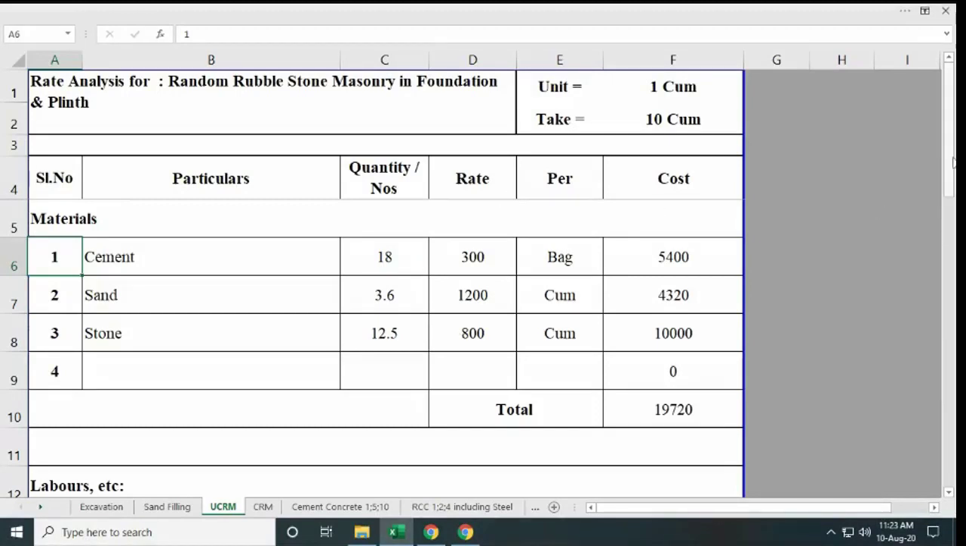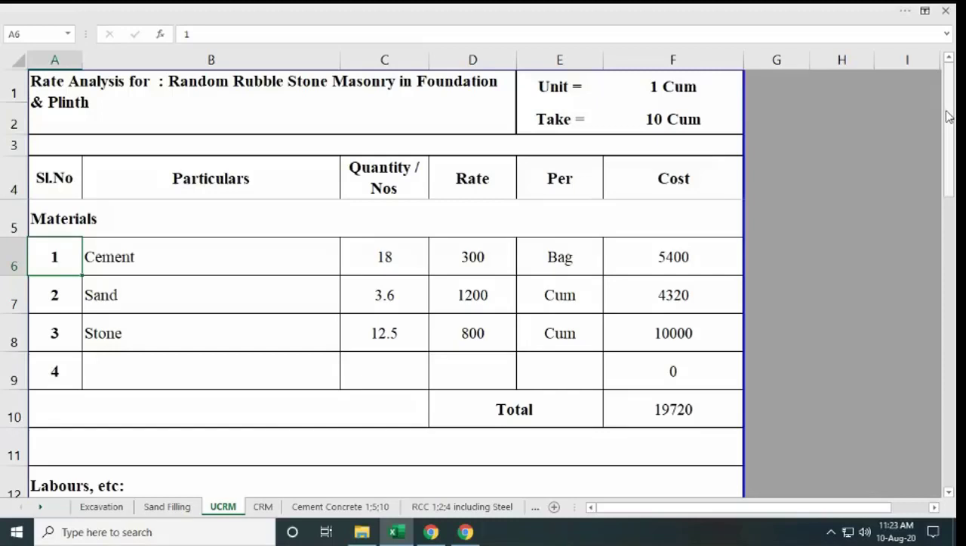Now, how to do that calculation? Generally we add 25% extra. So for example, we are going to do calculation for 10 cubic meters. So 10 cubic meters of stone are required, plus additionally we are going to take 25% extra.